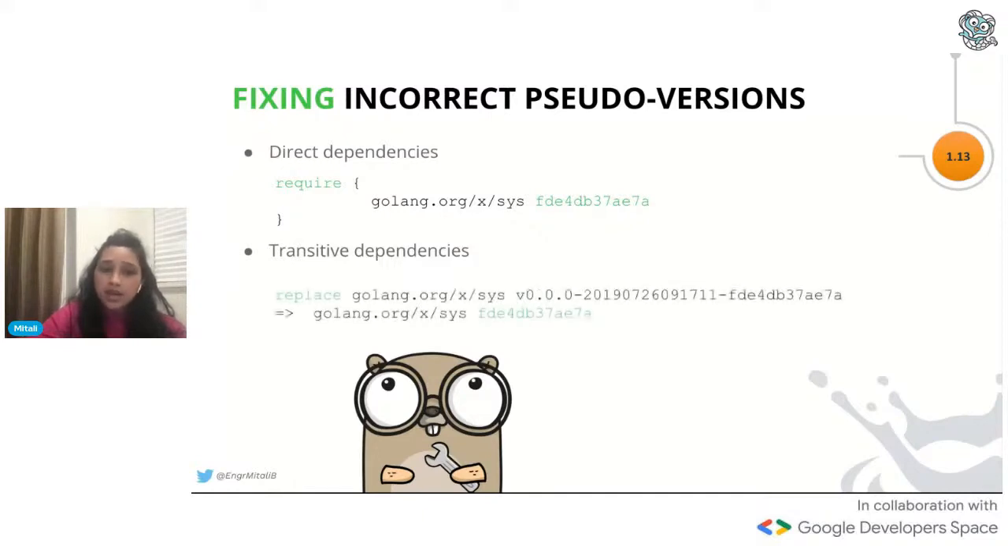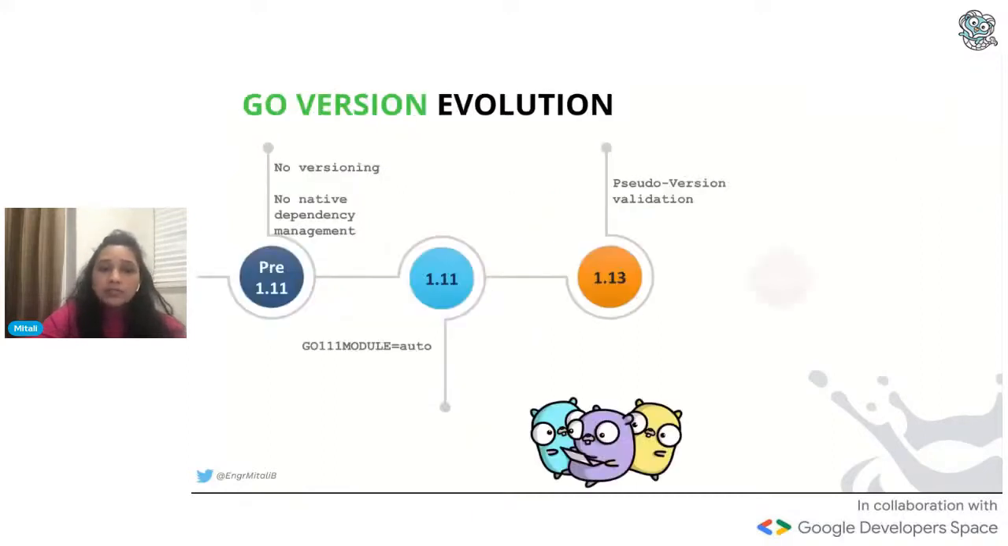And similarly for transitive dependencies, we can use the replace directive instead of require. So if any of my dependencies has an incorrect pseudo version, we can do the same thing: use the replace directive and use only the commit hash part, and then we can successfully build with all our incorrect pseudo versions in Go 1.13 and above. Now let's move further.